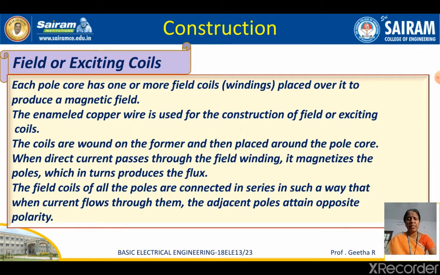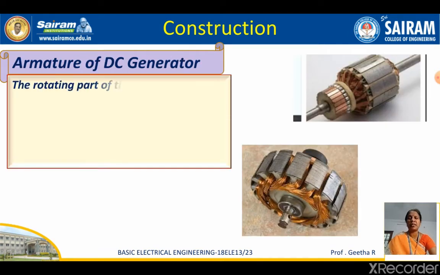When the direct current passes through the field winding, it magnetizes the poles, which in turn produce the flux. So it is an electromagnet we are using. The field coils of all the poles are connected in series in such a way that when current flows through them, the adjacent poles attain opposite polarity. In such a way, it is connected together.